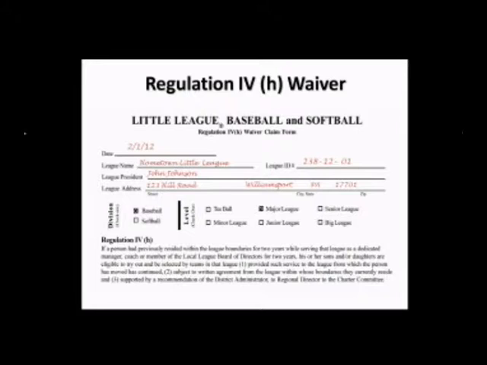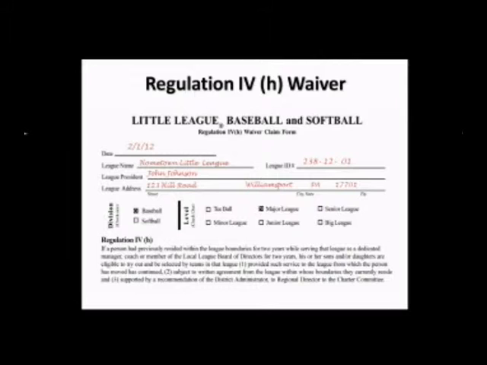Next, let's take a look at the Regulation 4H waiver form, which must be completed if a player meets the requirements of Regulation 4H. The first section of the Regulation 4H form is where the league will enter the league's information, as well as information about the division of play and the level of play in which the player will be participating. To enter the league information, the league must enter the current date, as well as their league name and league ID number. Please also enter the current information for the league president, as well as the address at which the league is located.